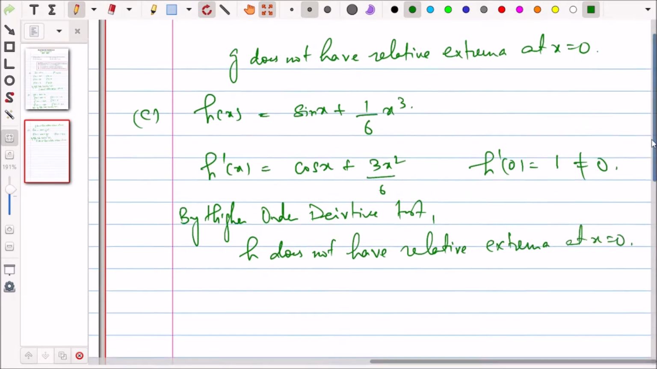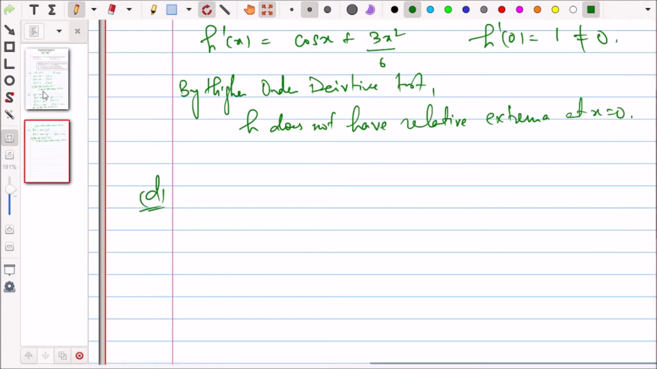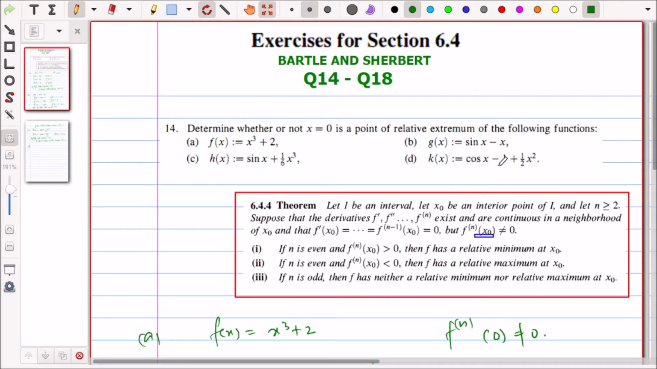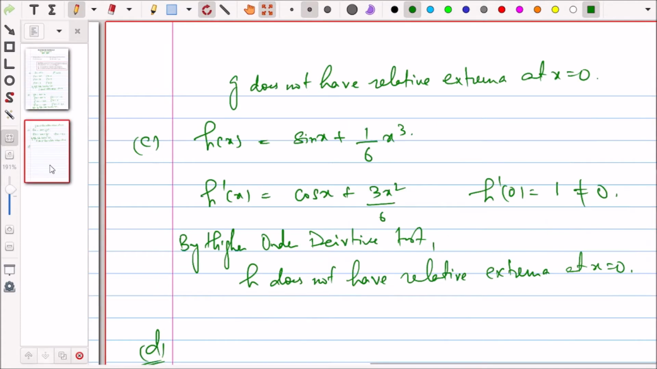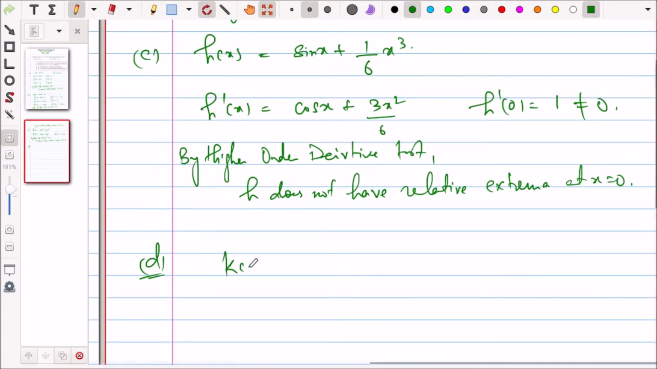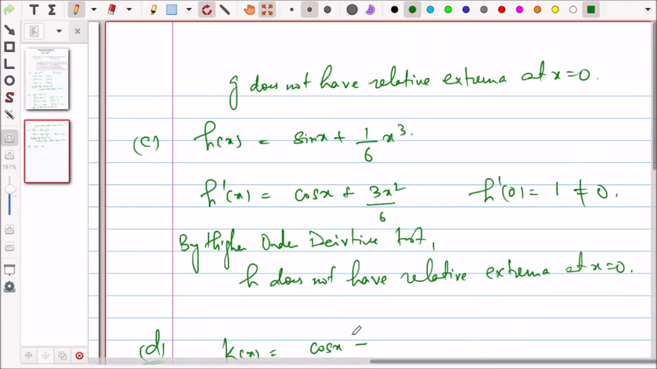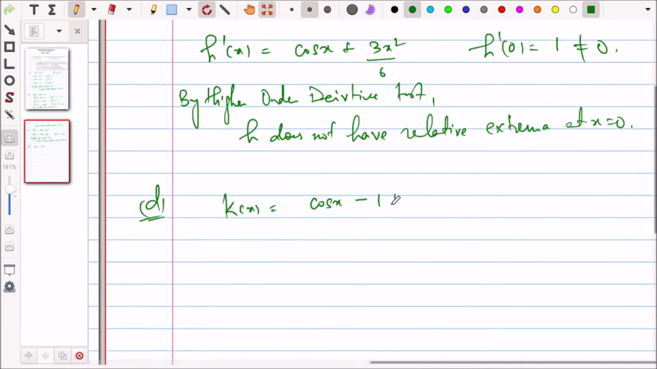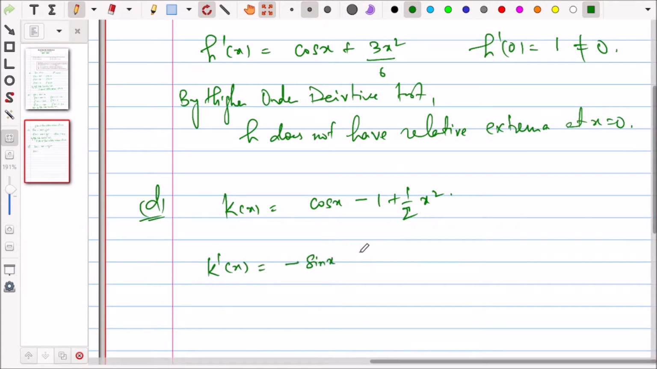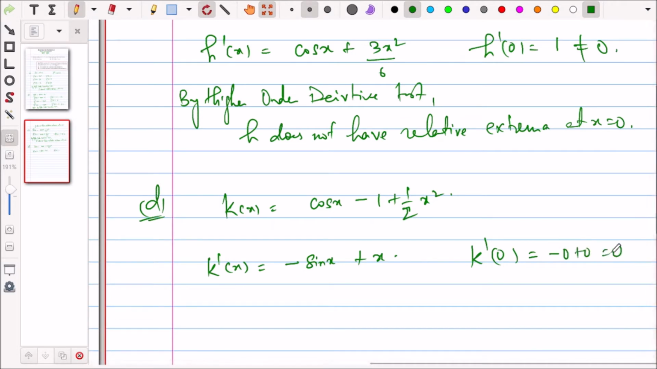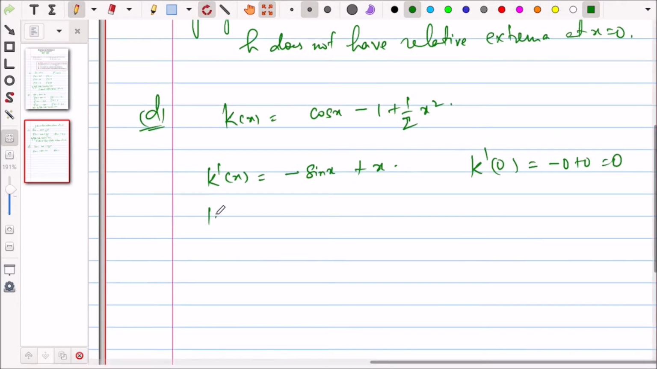Now let us take the fourth part, the D part. k(x) is equal to cos x minus 1 plus 1 by 2 x square. Now let us find the derivative. k dash x is minus sin x plus x. So k dash 0 is minus sin 0 plus 0, which is equal to 0. So the first derivative is 0, so we will find the second derivative.